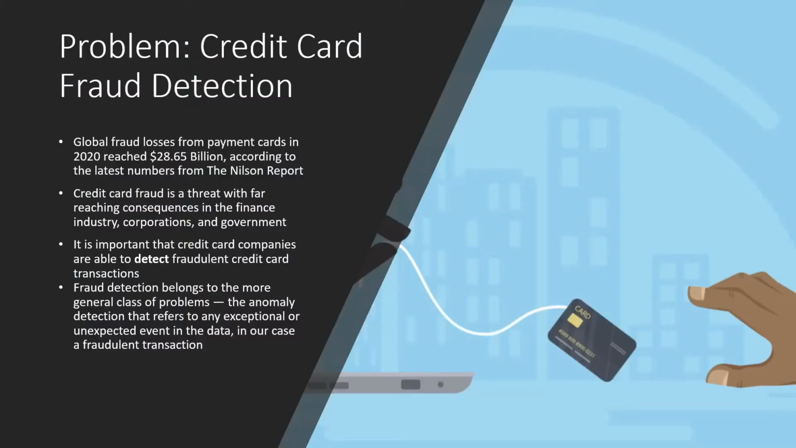Well, first of all, let's go over what the problem is. What is it that we're actually trying to do with the deep learning? A little bit of background on the magnitude of this cybersecurity problem, which is global fraud losses of 2020. It's $28.65 billion. That's reported by Nelson. You can see a huge amount of money being lost right there. And this has consequences not only, say, for an individual, which does happen. It actually also happens to industry, corporations, and governments.